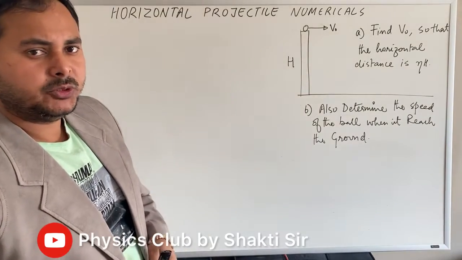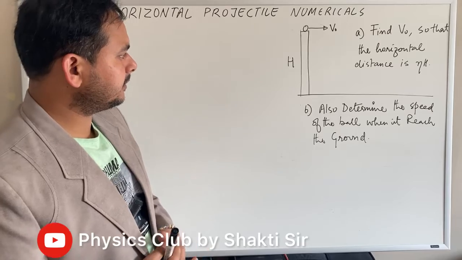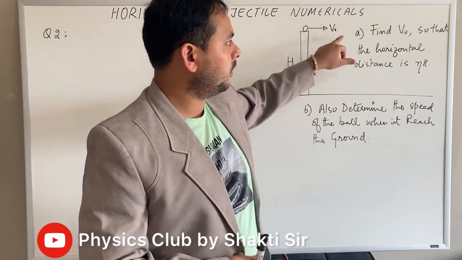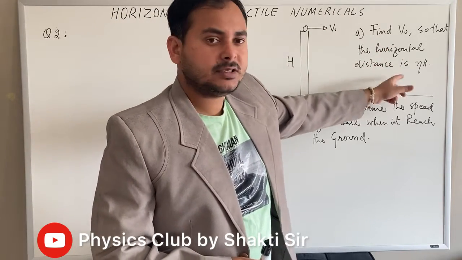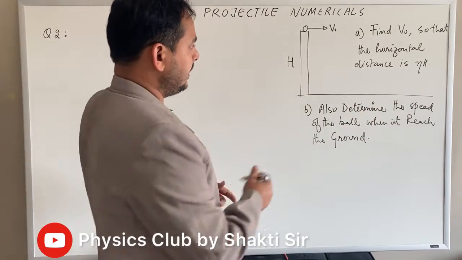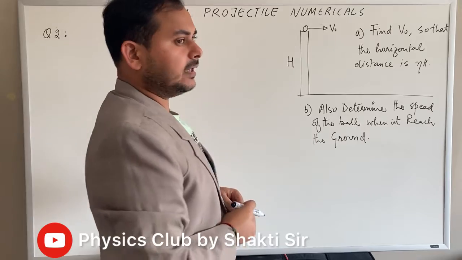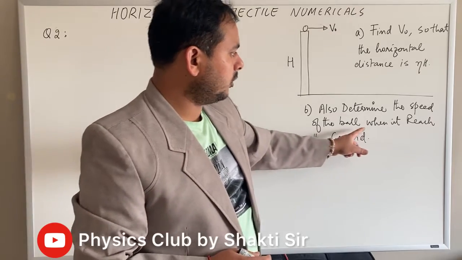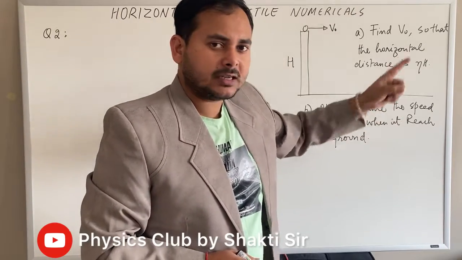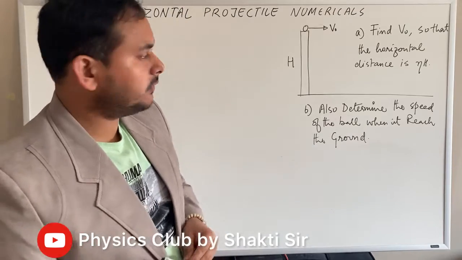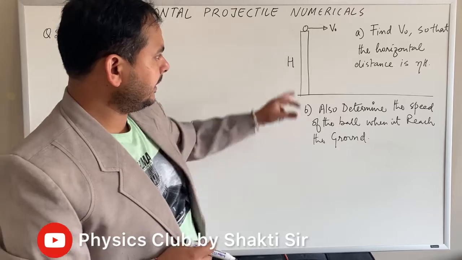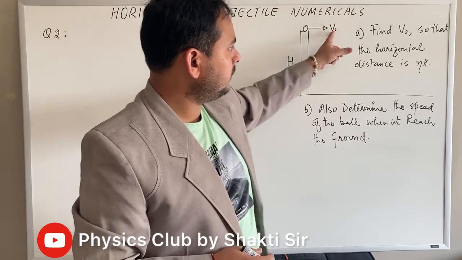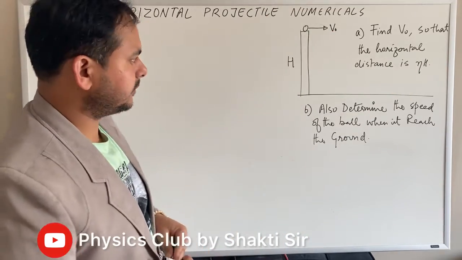We have numerical number 2 here. It's a very easy, very simple diagram. It's saying that a projectile is projected from a height h with initial speed v naught. Find v naught so that the horizontal distance is eta times h. Then what should be the initial speed v naught? The second question is also to determine the speed of the ball when it reaches the ground, so with which speed it will strike the ground. To be very specific, we need to give the results in terms of the given parameters h and v naught, and eta. Let's start with the answers.